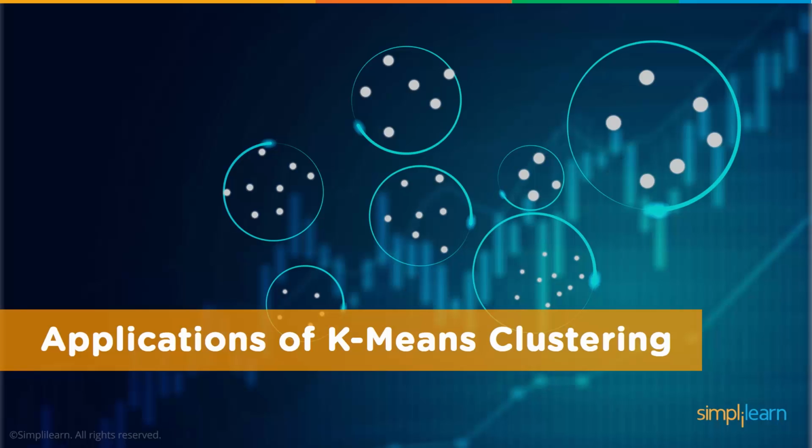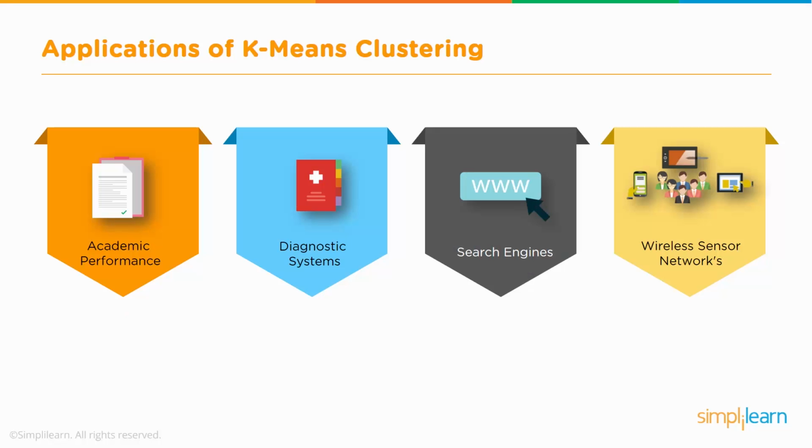So what are some of the applications of k-means clustering? K-means clustering is used in a variety of business cases in real life, starting from academic performance, diagnostic systems, search engines, and wireless sensor networks, and many more. So let us take a little deeper look at each of these examples. Academic performance. Based on their scores, the students are categorized into A, B, C, and so on.